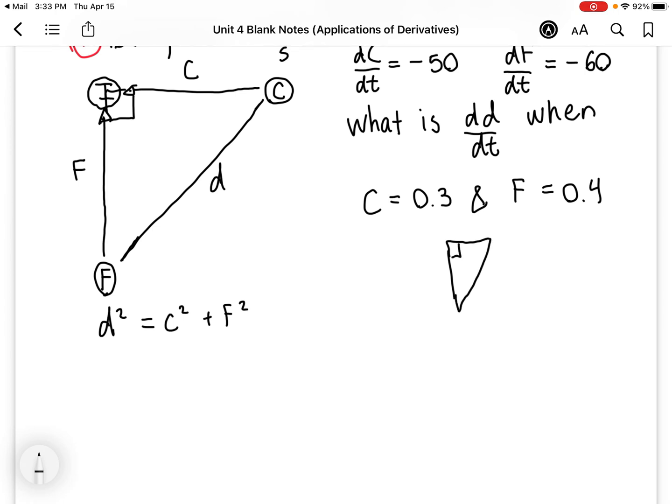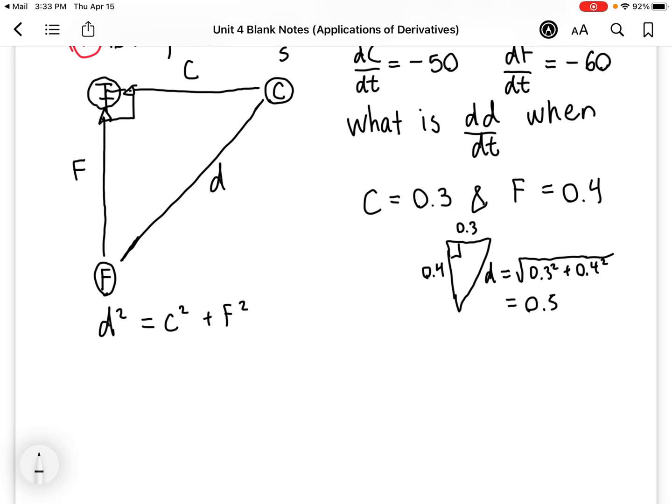So if I draw out a little picture, this is now 0.3, this is 0.4, and because I know two sides of the right triangle, I also know the distance between them, because this is the square root of 0.3 squared plus 0.4 squared, which happens to be 0.5. Okay, so I know those three things as well. I know C is 0.3, F is 0.4, and I had to do a little bit of work, but I could figure out that D is 0.5.